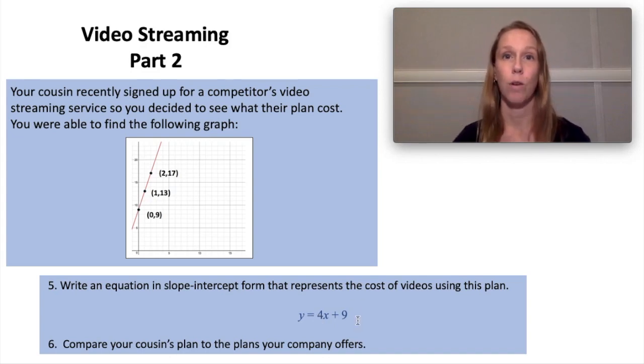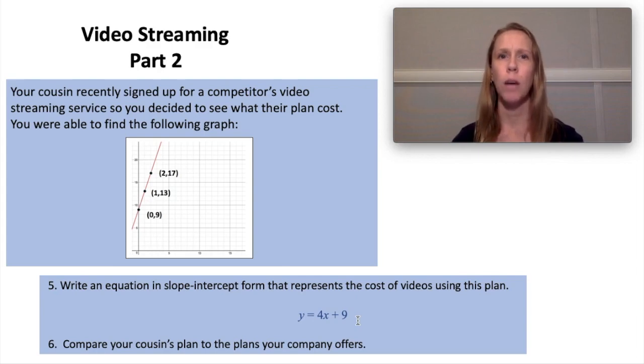What does the 9 represent? On the graph, it represents the y-intercept, but in real life, in a video service, this would be the upfront cost. So for example, $9 per month just to have the video streaming service, plus another $4 for video.